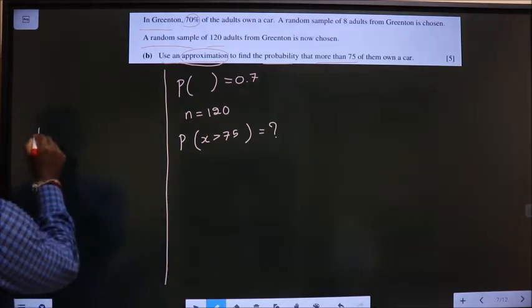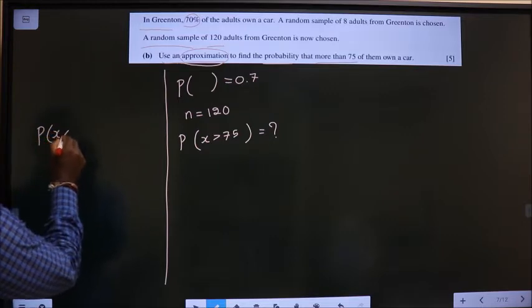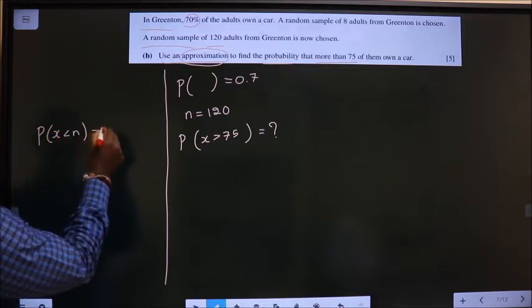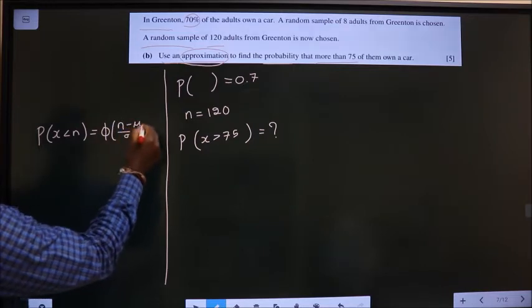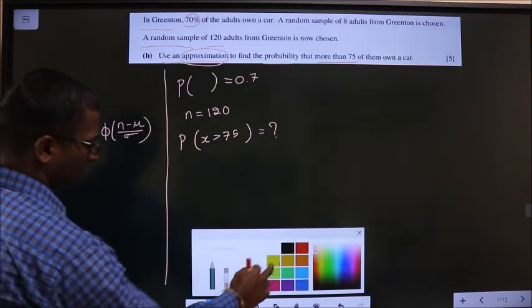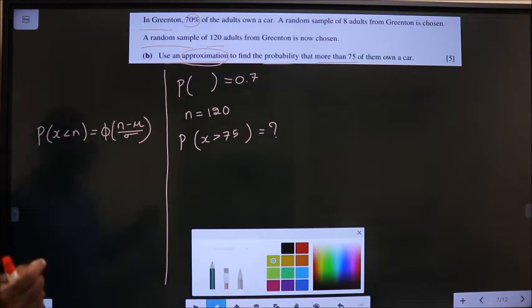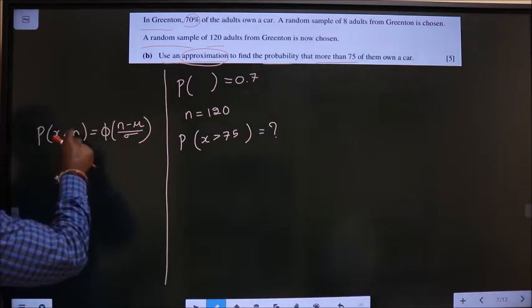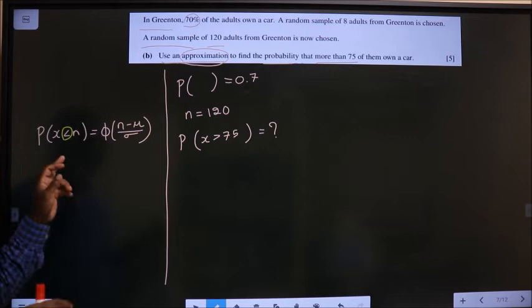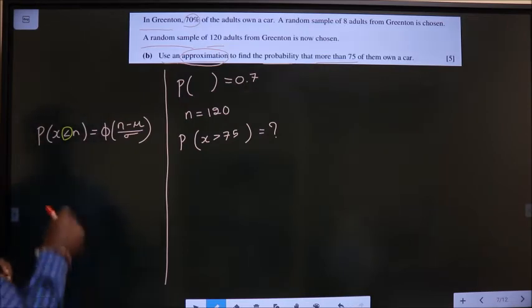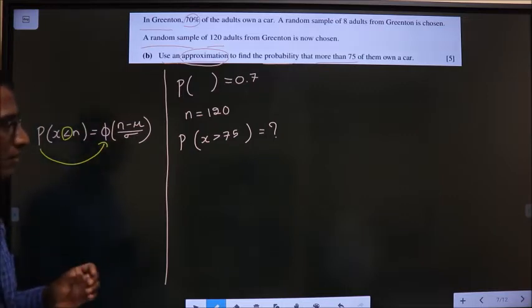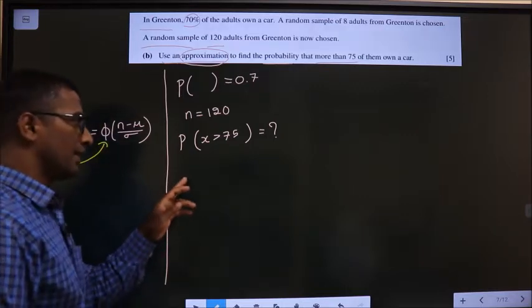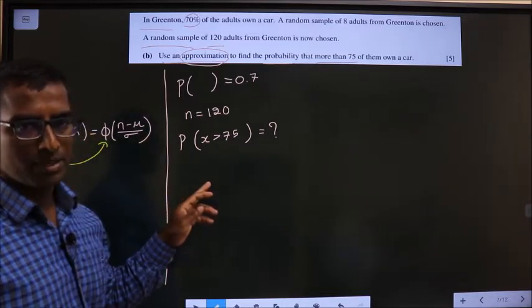That is, P of x less than n is nothing but phi of (n minus mean) by standard deviation. Here you have to look out for this symbol. It has to be less than. Only then will P get converted to phi. Clear? Now come here. Here we have to make use of the normal distribution.